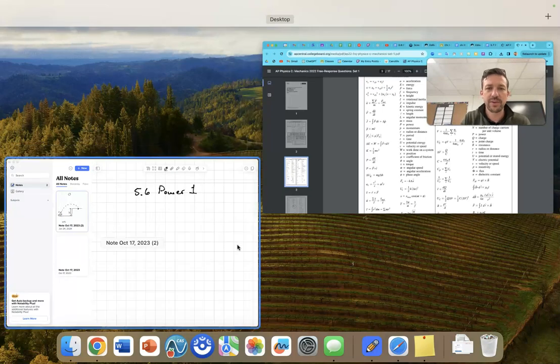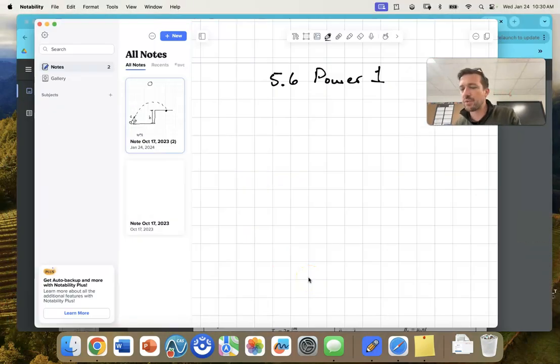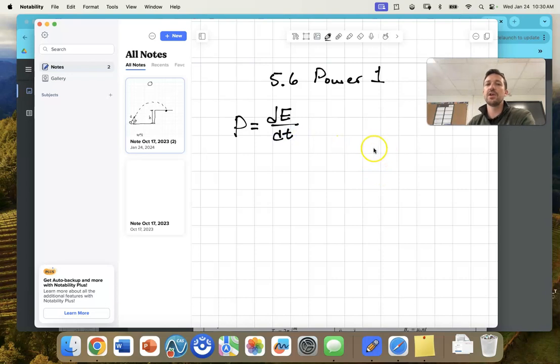So let's talk about what that means here. Power is equal to the derivative of energy with respect to time. Let's first remind ourselves what this means. If I give you an energy-time graph, the derivative of energy with respect to time will tell you power.